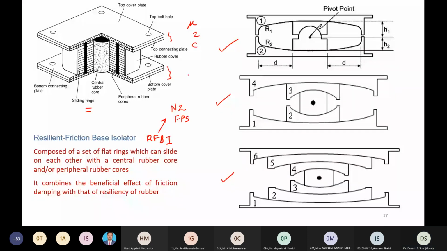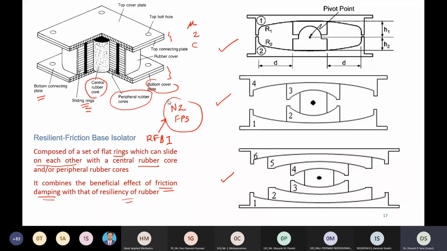See the bottom connecting plate, then sliding rings, then central rubber core, then peripheral rubber core, bottom cover plate, etc. So RFBI is composed of a set of flat rings which can slide on each other, with a central rubber core and peripheral rubber cores. It combines the beneficial effects of friction damping with the resiliency of rubber. So it is a combination of NZ type system and friction pendulum system. This is regarding RFBI, a special kind of sliding isolation system.